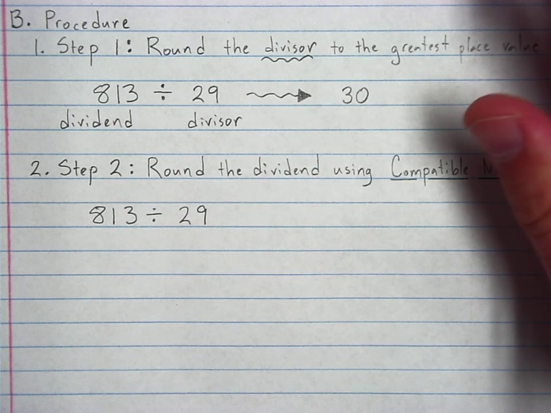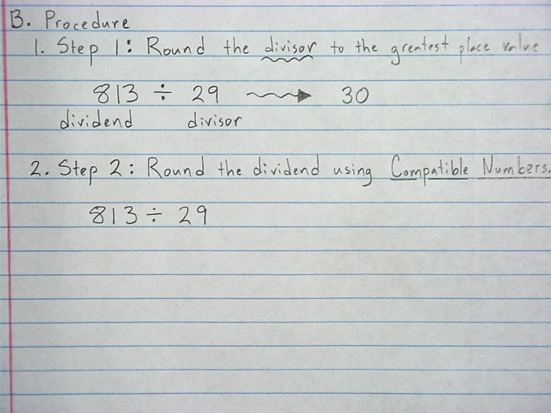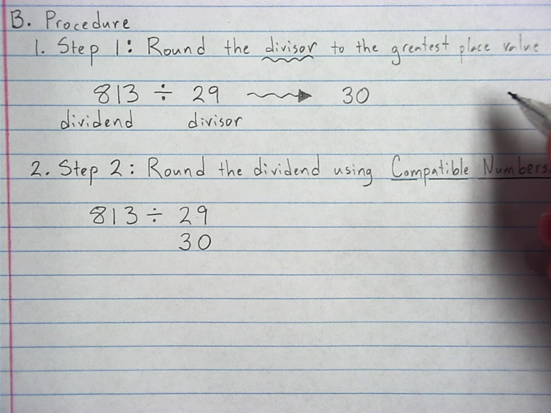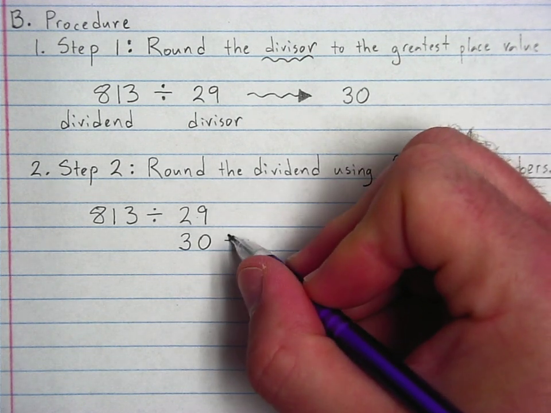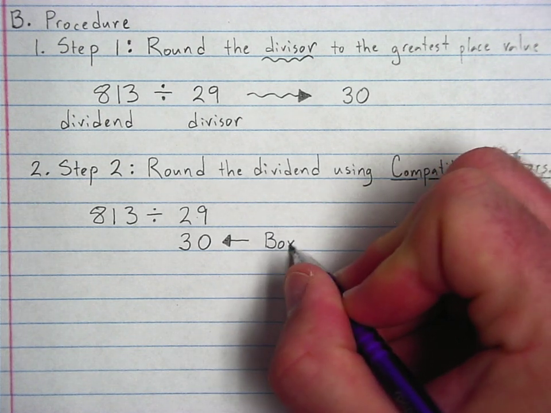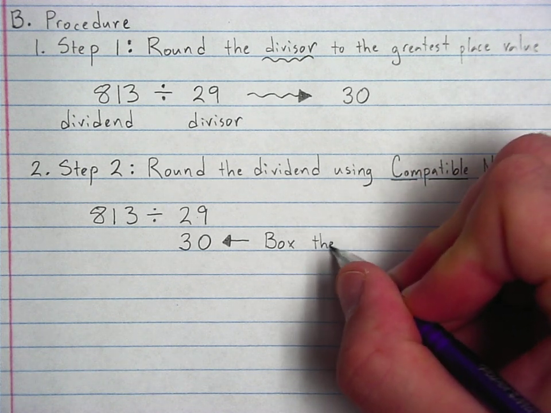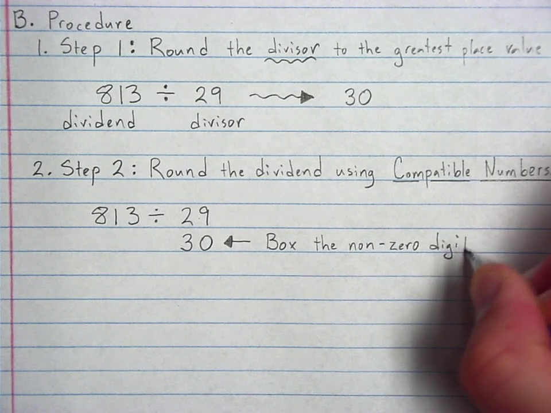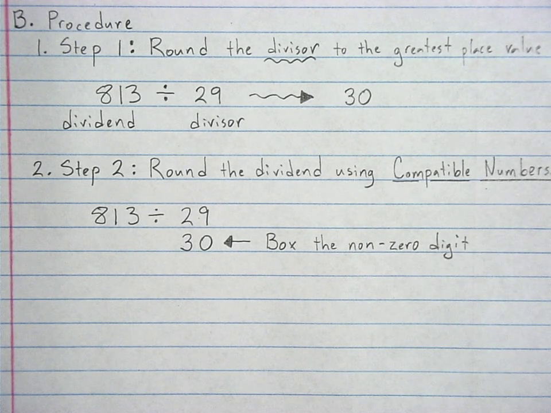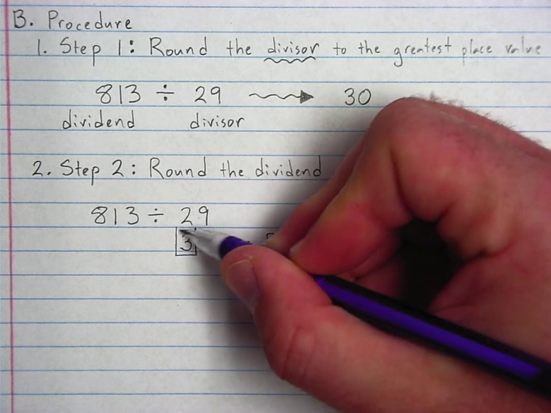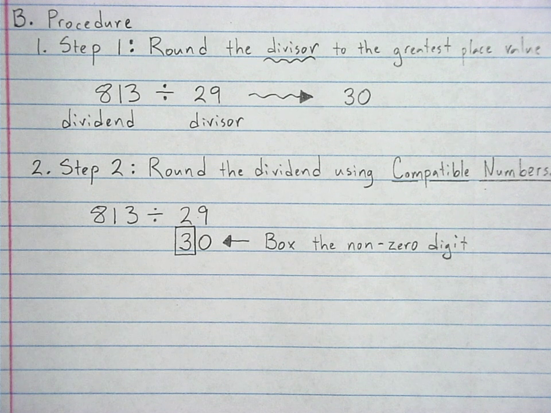813 divided by 29 is not easy to divide. I rounded 29 to 30. Now I'm going to look at the 30 and I'm going to say, okay, I want to box the non-zero digit. Basically, I want to start thinking like we did in lesson 2-16. I want to think, how can I do this mentally? Because estimation, most of the work for estimation should be done mentally.